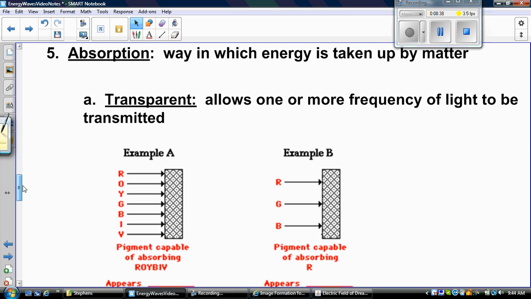Okay, the last thing we're going to talk about in relationship to light waves is how light waves can be absorbed by matter, and that's called absorption. There's three different ways that light waves can be absorbed: transparent, translucent, and opaque. So matter is either classified as transparent, translucent, or opaque, and that has to do with how it lets light waves reflect.